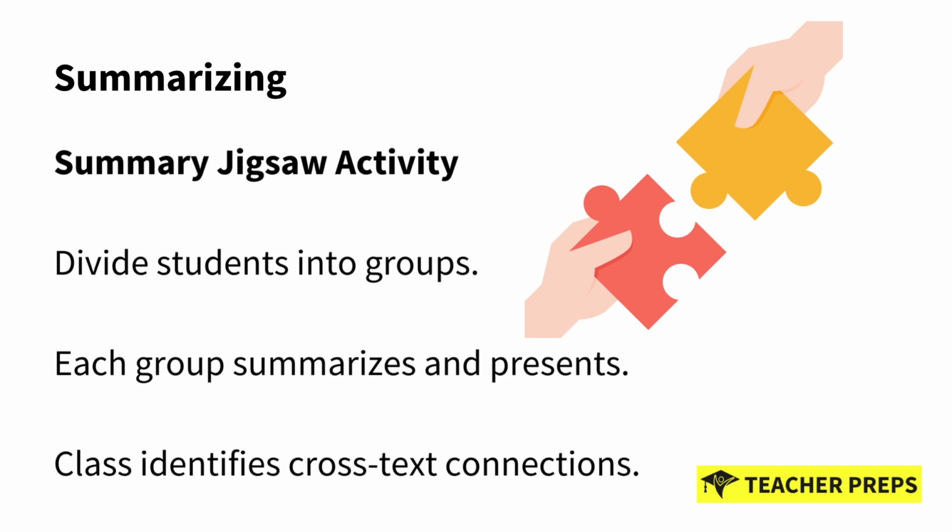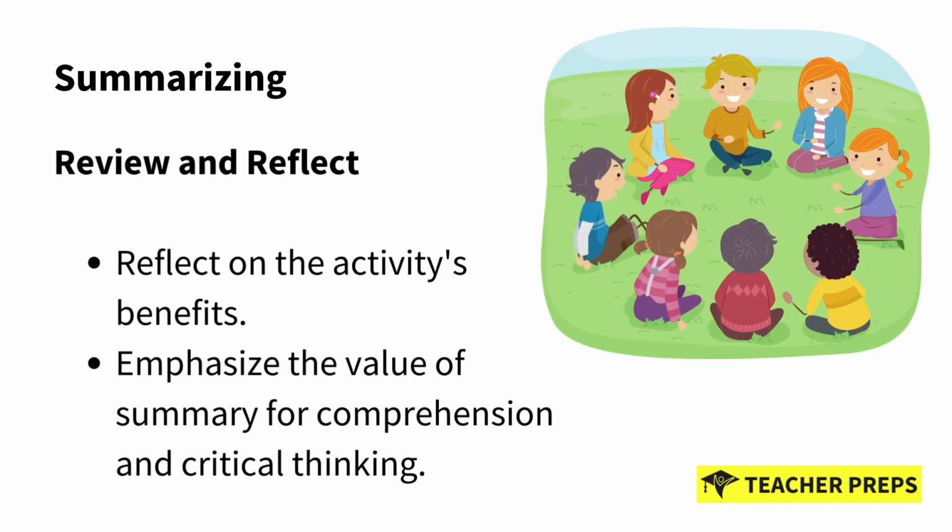To create a fun classroom activity, organize a summary jigsaw activity. This one's really fun. This is when you divide students into groups. Each group summarizes and presents. Class identifies cross-text connections that they can find from the texts they've previously read or experiences from their own lives. Complete the activity with a review and reflection session in order to reflect on the activity's benefits. Also, emphasize the value of summary for comprehension and critical thinking.